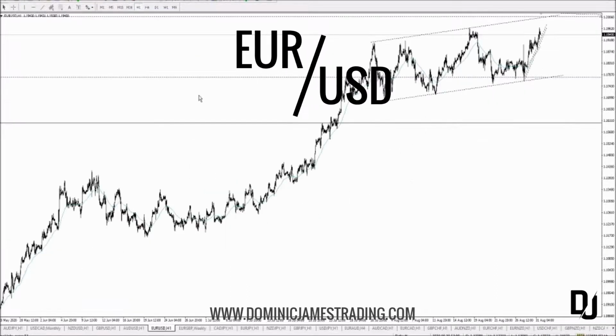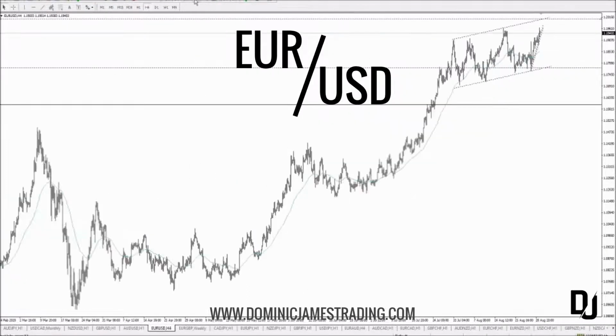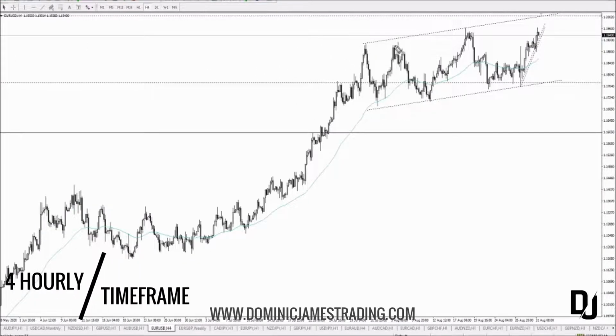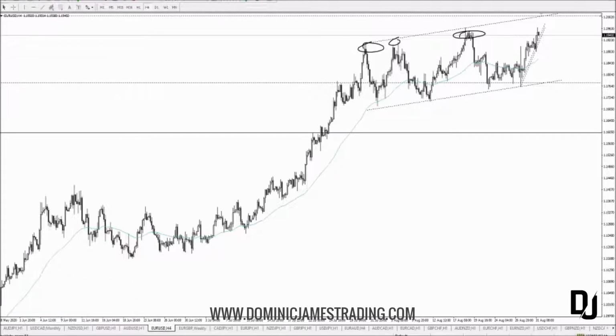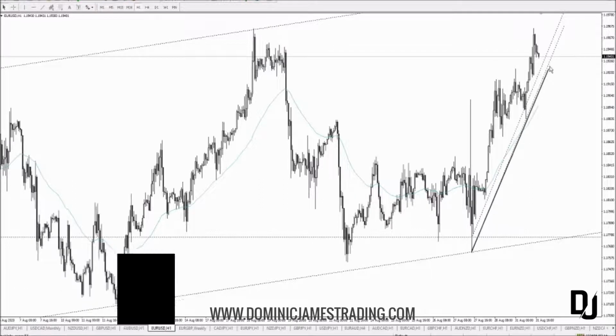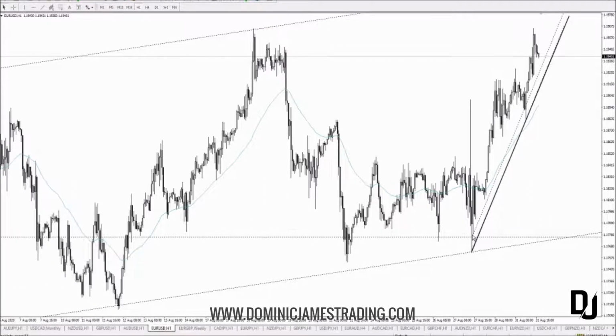Similar with EURUSD. On the H4 I have this channel, so we're at the top of this channel looking for selling opportunities, and just because maybe the higher time frames are bullish, you cannot look for trades in the opposite direction. So sold off from this area before, following structure up, and we'll look to get involved to the downside.